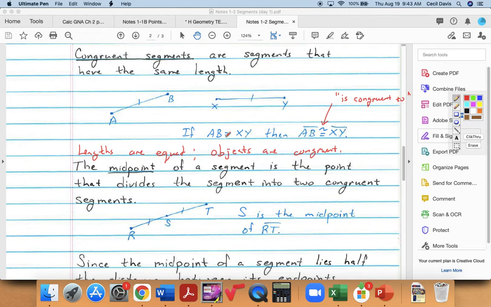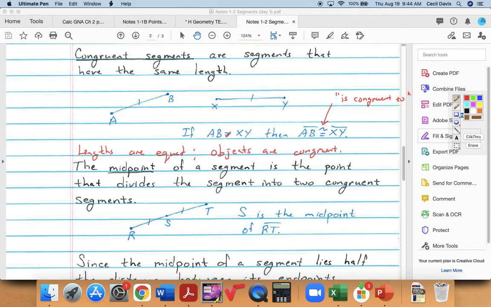Objects that are congruent are the same size and the same shape. So if you were to compare your hand palm to palm with someone else, it's unlikely, unless you have a twin that's identical to you, that your hands would be congruent. To be congruent, two objects have to be both the same size and the same shape.